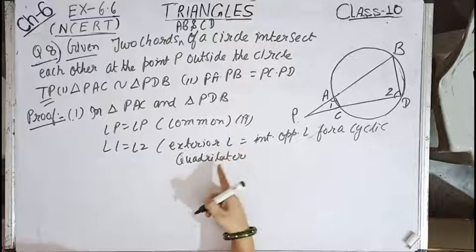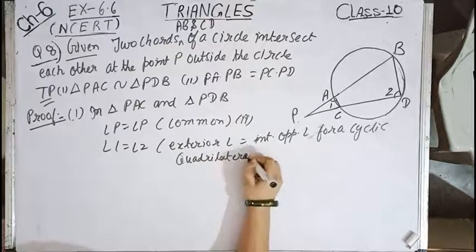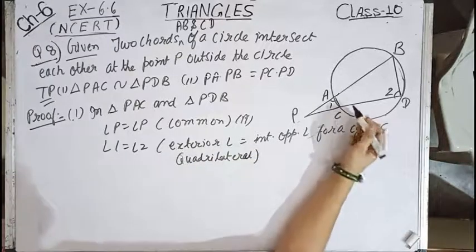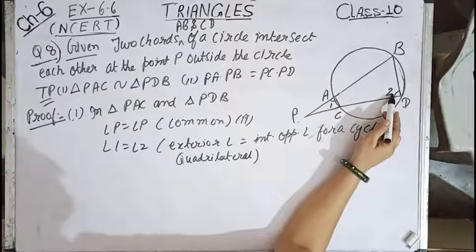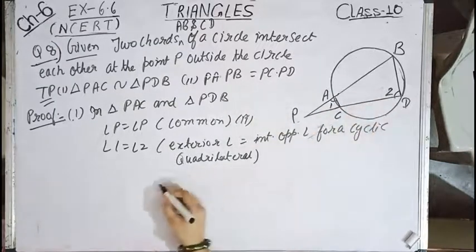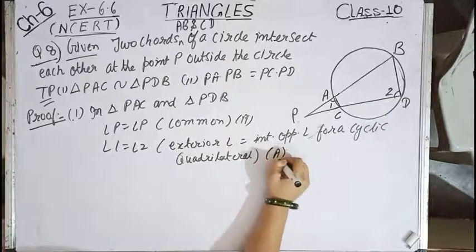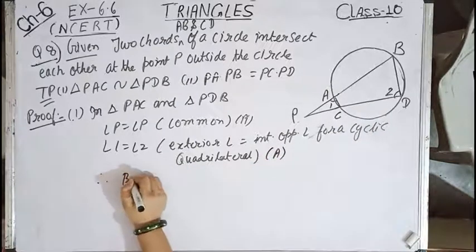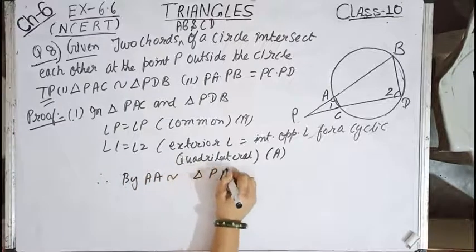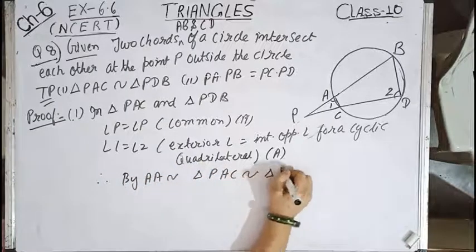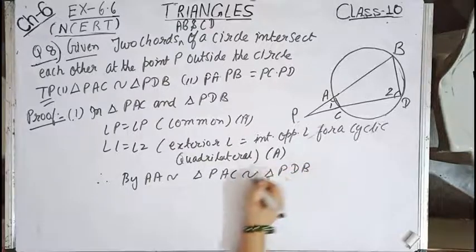Again, this we have done in standard 9, quadrilateral. Or if you want to prove, you can prove it. This plus this is 180 degree. Also this plus this is 180 degree. So angle 1 equals angle 2. Therefore, by double A similarity, triangle PAC is similar to triangle PDB.